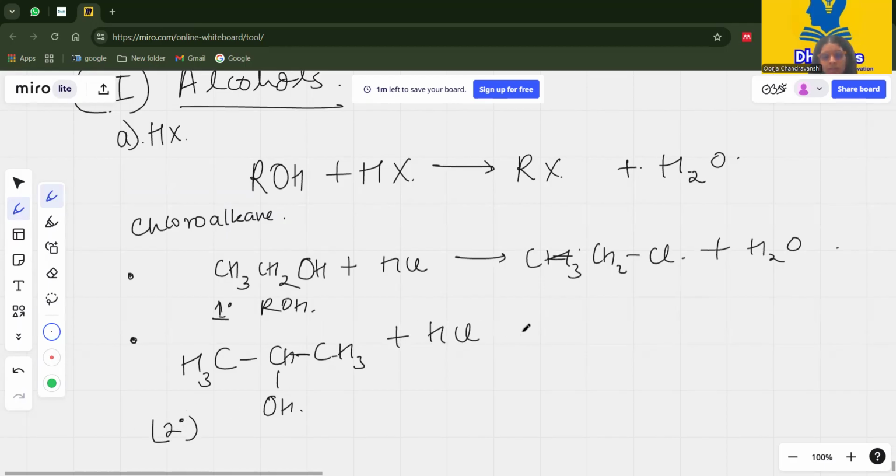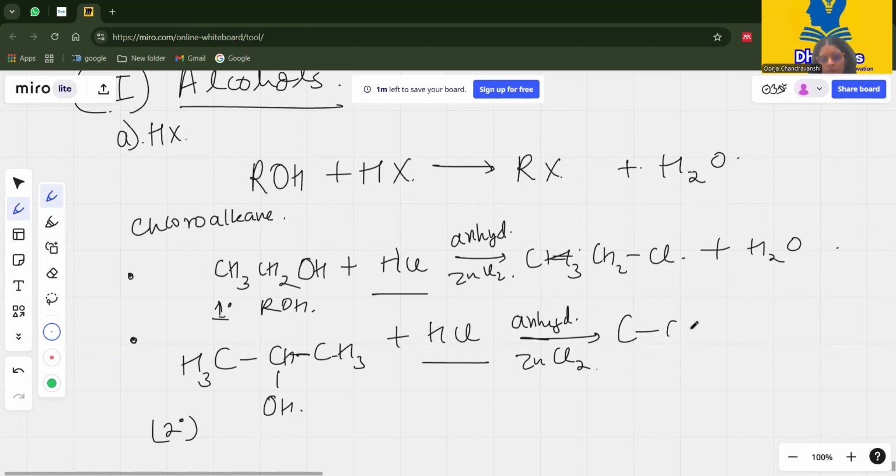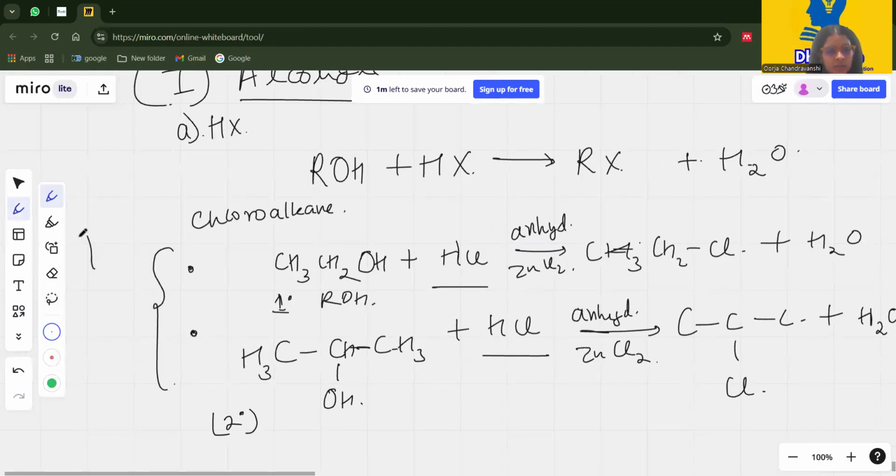Now, on reaction, we require anhydrous ZnCl2 in both the cases. We require anhydrous ZnCl2 along with HCl. We will be getting here Cl and H2O. Both of these are called Groove's process. What does anhydrous mean? Anhydrous means that there's no presence of water.